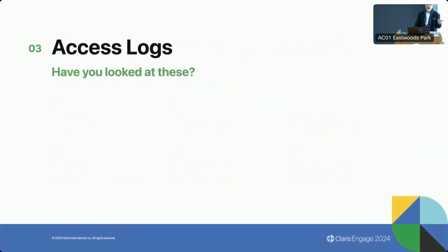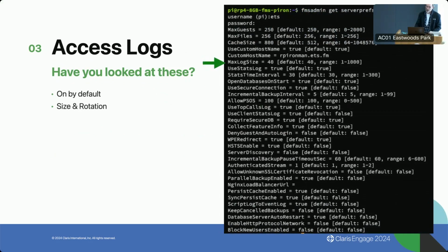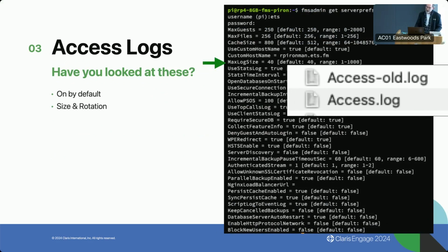Access log, we mentioned it, right? So do spend some time looking at that thing. It's on by default in that list of hidden sections, settings. You can set the size, and actually you cannot set the rotation. FileMaker Server only keeps two copies, the current one and the old one. So if it exceeds the size that is set by default, which is 40 megs, if I'm not mistaken, then it'll create the old one and start a new one. Now, if that one exceeds 40 megs, it'll delete the old one.